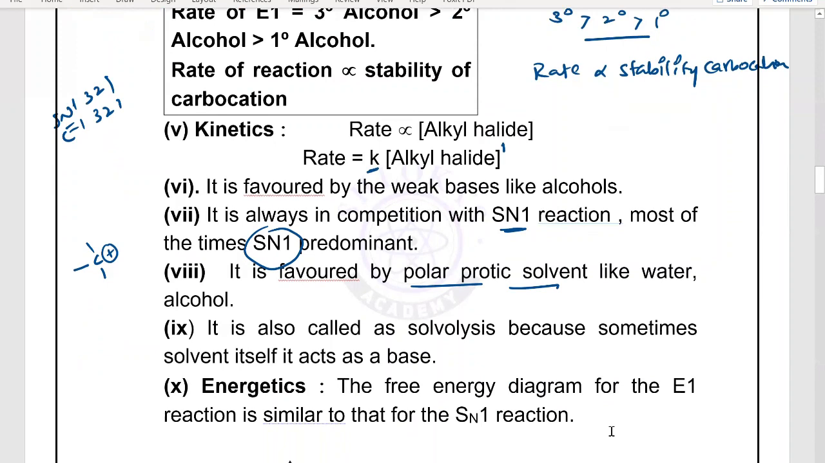Why is it also called solvolysis? Because sometimes the solvent itself can act as a base, like alcohol. Alcohol is a polar protic solvent and it is a weak base. In presence of alcohol, if elimination has been done, you can call it solvolysis. And what is energetics? We have discussed that there are two important steps in the elimination reaction.